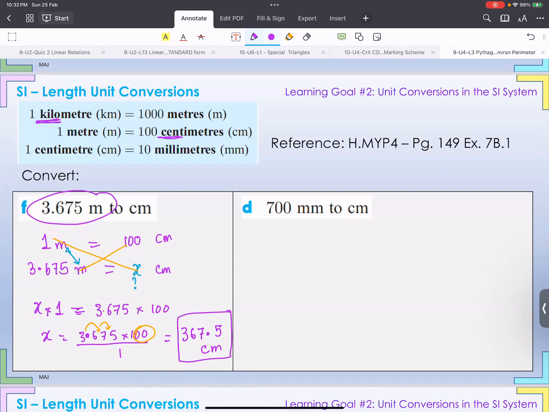Right. 700 millimeters to centimeters. Now, again, like I said, set up the equation. You know that 10 millimeters is equal to 1 centimeter. You have 700 millimeters is equal to how many centimeters?